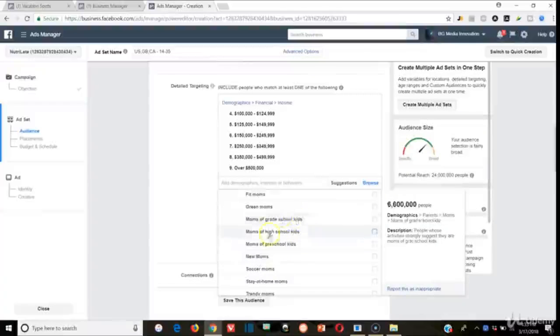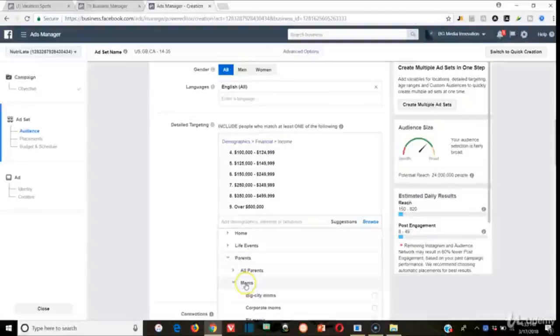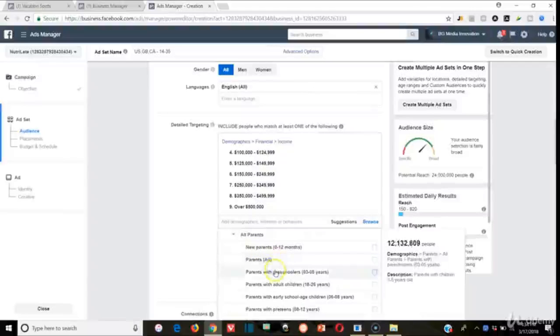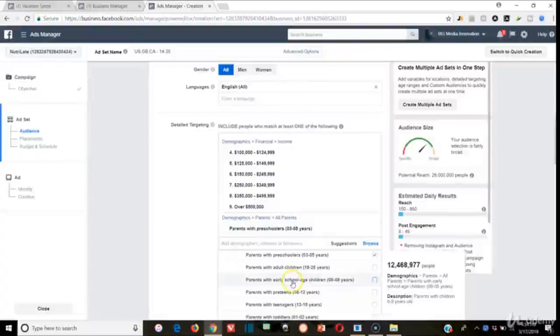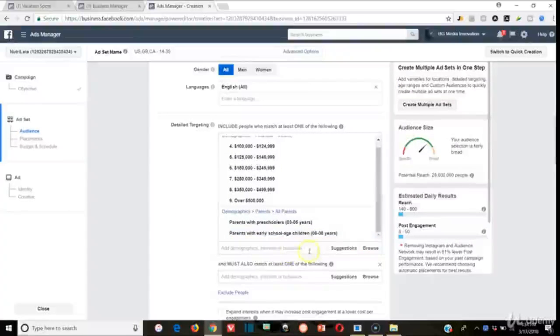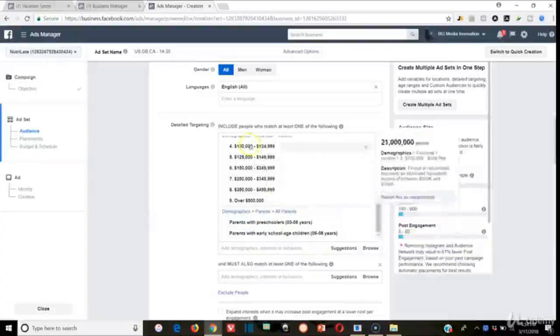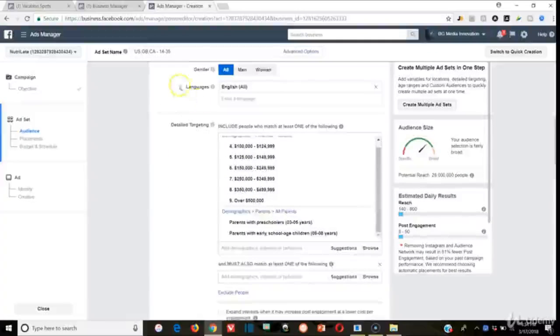It's so broad, it's hard to give you a specific example, but I wanted to touch on a couple of these demographics, and clearly you can see how many people are in these potential lists. So if I wanted all parents with preschoolers, there's about 12,132,809 people in that demographic on Facebook that you could potentially target. So let's say I wanted to target parents with preschoolers and parents with early school age children, for whatever reason I was trying to grow this page, that all make above $100,000 a year from these countries.